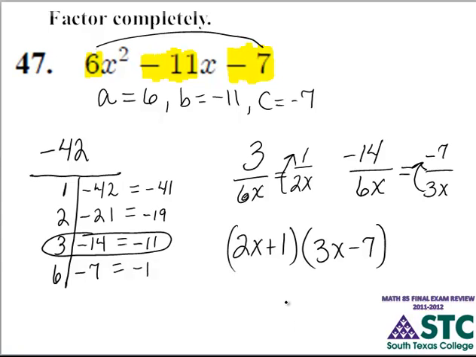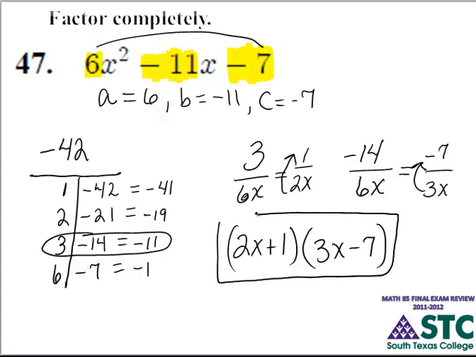So that's all you have to do. So our two factors then become 2x plus 1 times 3x minus 7. And that is the modified AC method that I use to show students how to factor these types of quadratics.